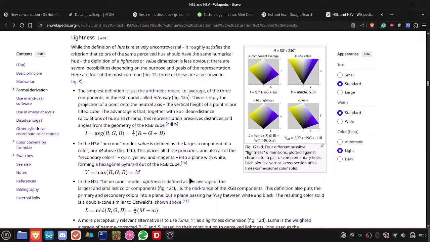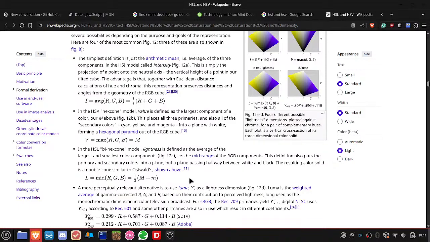Lightness, by the definition of hue, is relatively uncontroversial. It roughly satisfies the criteria of colors of the same perceived hue. The definition of a lightness or value dimension is less obvious. There are several possibilities depending on the purpose and goals of implementation. There are four most common. The simplest definition is just the arithmetic mean, that is the average of the three components, in the HSI model called intensity. This is simply the V.